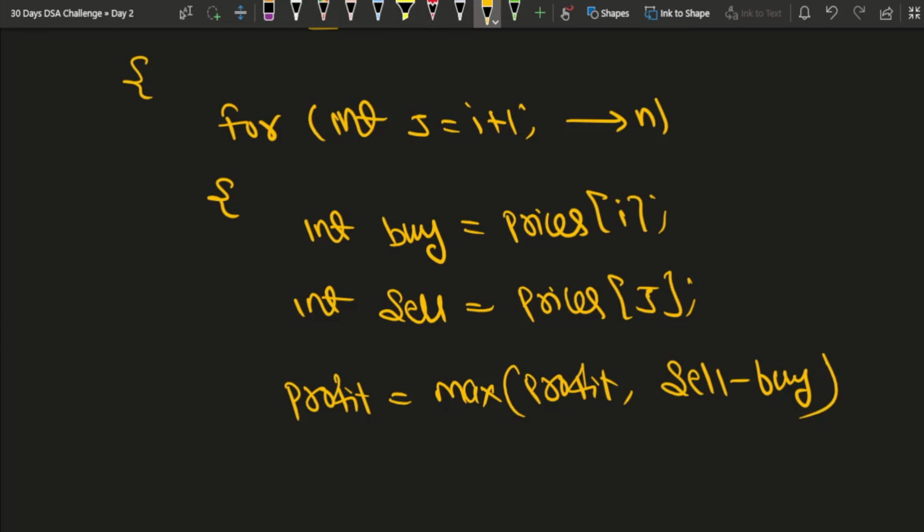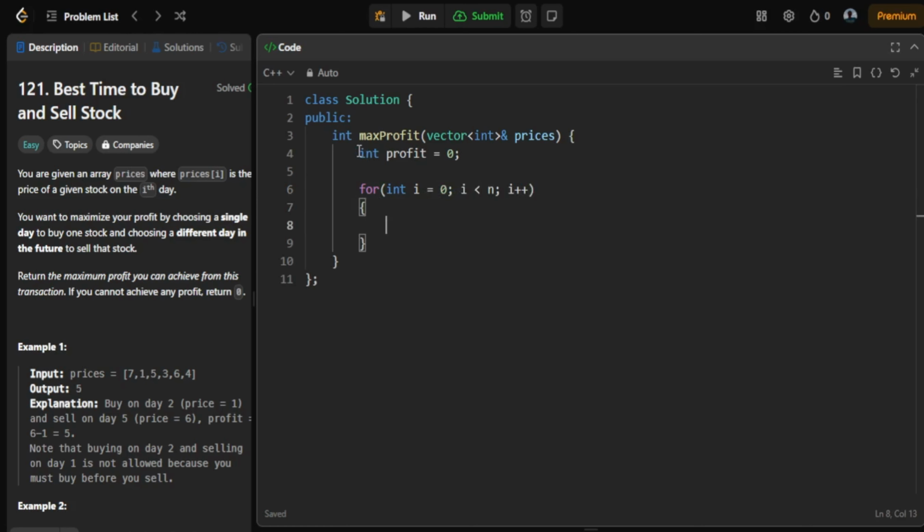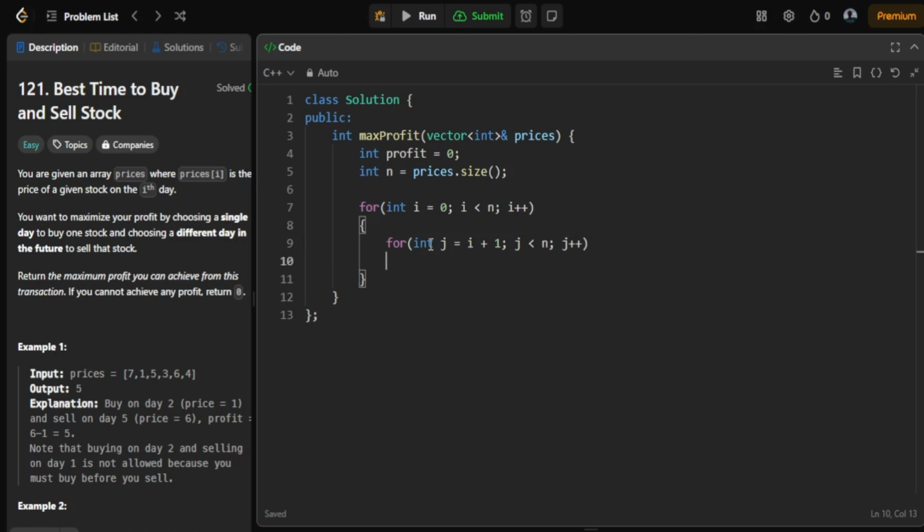Okay, so what do we need? We just need a profit variable. So int profit is equal to 0, and then I'll write for int i is equal to 0, i lesser than n, and then i plus plus. But what is this n? This n is the size of this prices array. So let me write it, int n is equal to prices dot size. Now I'll run another loop, int j is equal to i plus 1, j lesser than n, and then j plus plus, correct?